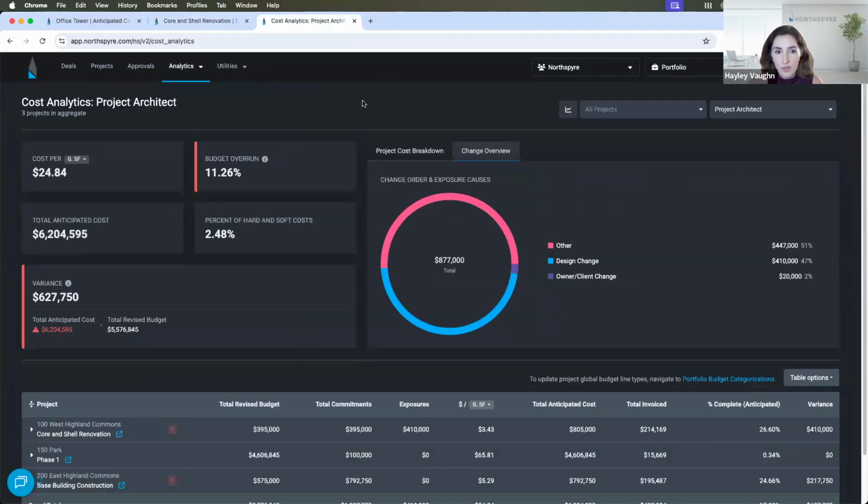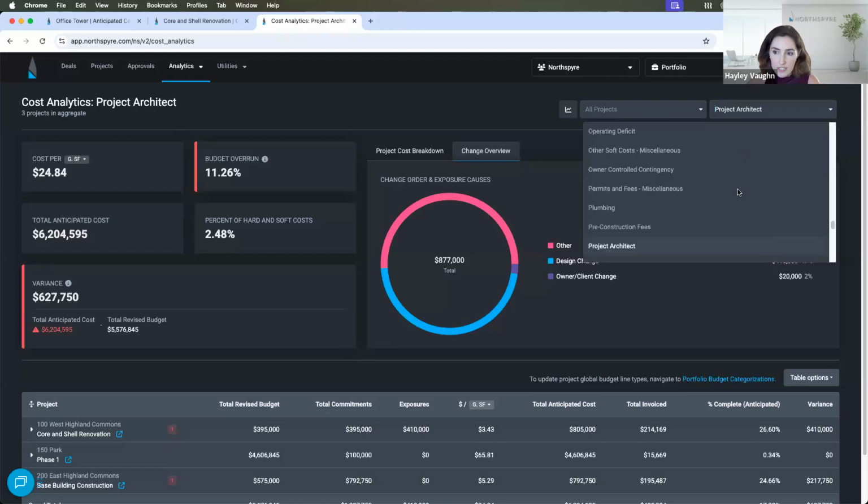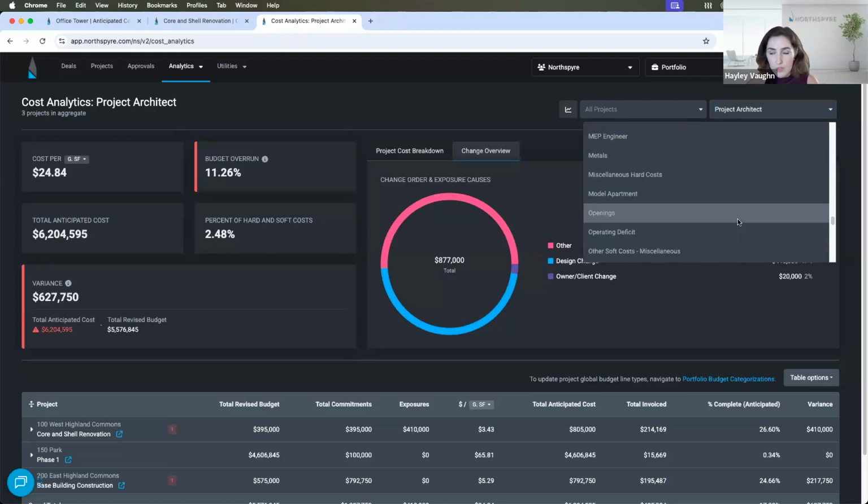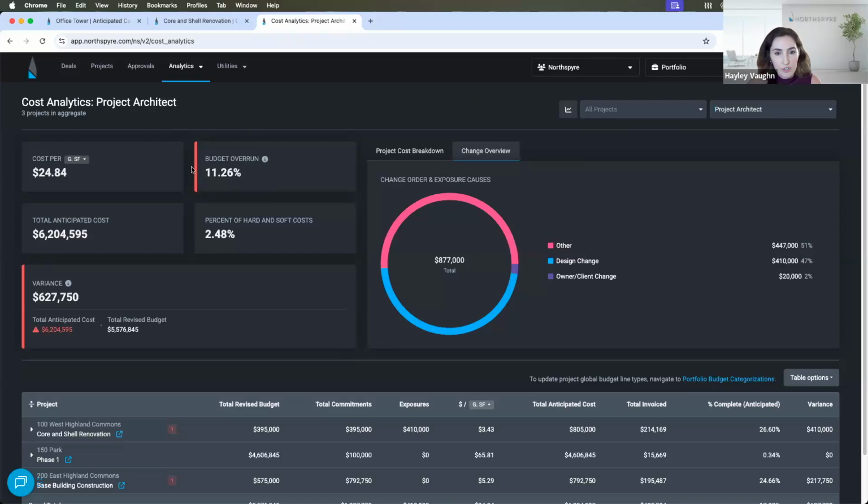All right. I also wanted to point out our cost analytics feature. This is taking everything I just spoke about and rolling it up to the portfolio level. So not only can you use the ACR to get a really good understanding of what a specific project spend is, you can also look at your analytics across your entire portfolio. In this case, I'm looking at the project architect, but you can look at any scope of work using this dropdown.